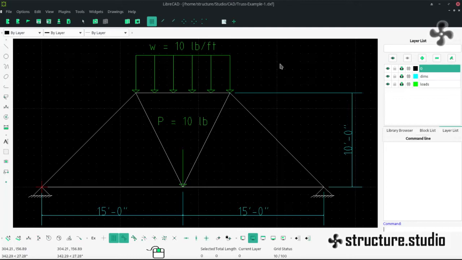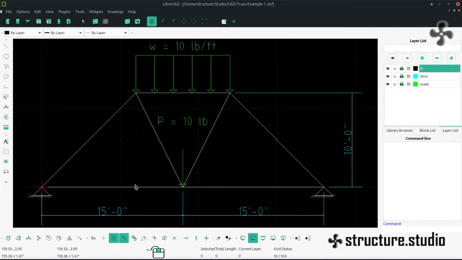Okay, this is the truss. As you can see, it has a distributed load and a point load. Trusses usually don't have distributed load. I just did it here to let you know that you can do that if you want to. It's at a height of 10 feet in the span of 30 feet.